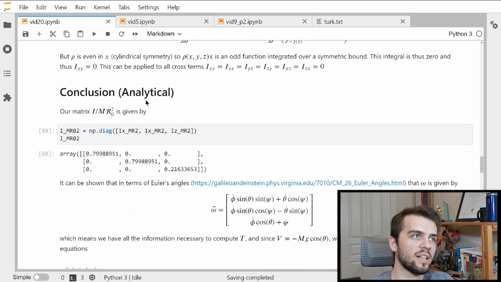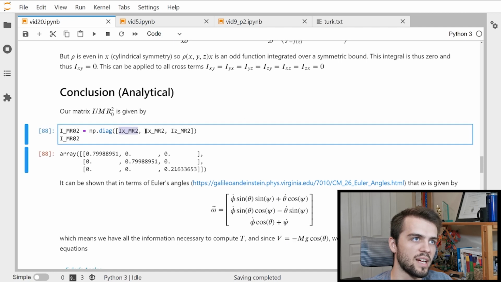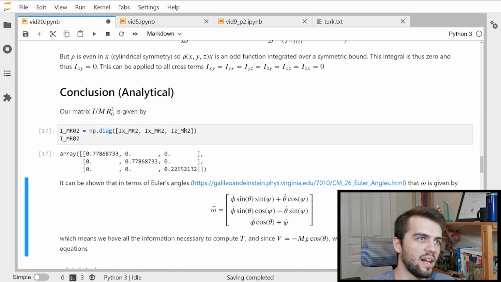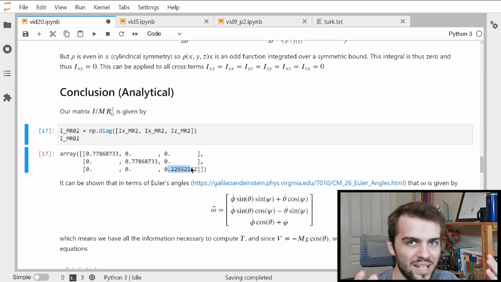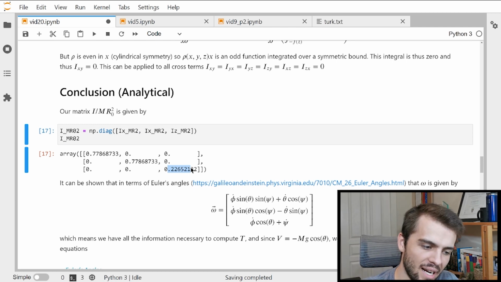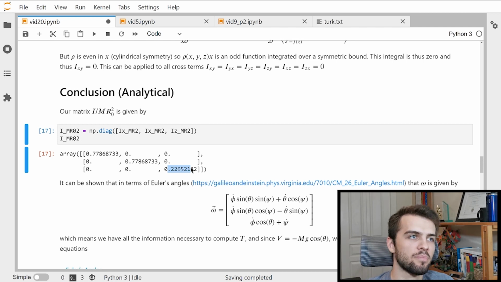So the conclusion for the analytical approach is that our matrix I over m r naught squared is given by, and I just create a diagonal matrix of these elements, the following matrix here. So these are my terms above. This is Ix and Iy, and this is Iz. So it's pretty mathematically intensive, I would say, to compute the matrix this way.